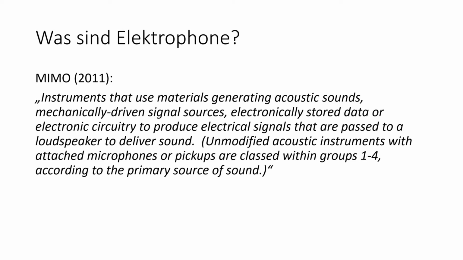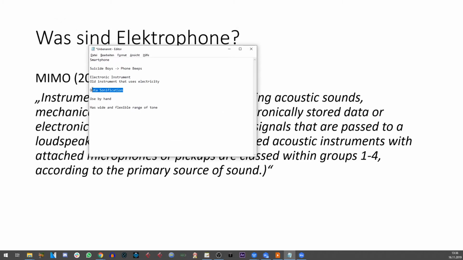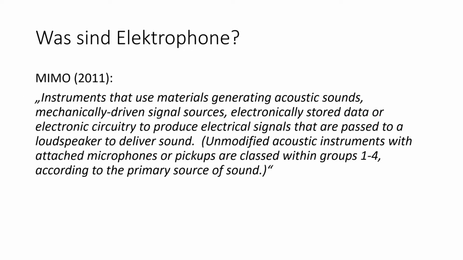I'm going to quote it first. Electrophones are instruments that use materials generating acoustic sounds, mechanically driven signal sources, electronically stored data, or electronic circuitry to produce electrical signals that are passed to a loudspeaker to deliver sound. So again, a loudspeaker is the central part of this. Actually, the electronically stored data kind of sounds like the data sonification part that June mentioned.